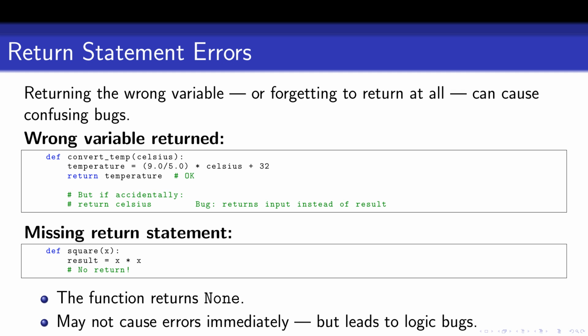The takeaway here is to always review the return paths in your functions. Make sure each function returns exactly what it's supposed to, and don't assume that assigning a value to a variable means it will be returned.